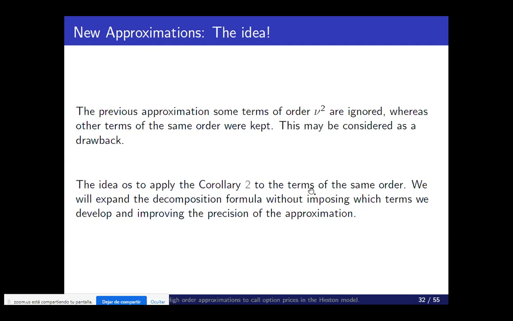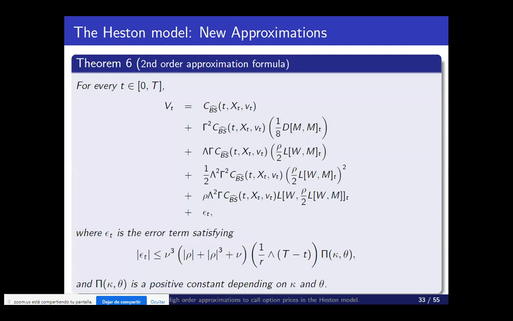The idea is to apply the correlation to the terms of the same order. We will expand the decomposition formula without imposing which terms we develop, improving the precision of the approximation, okay? This is what we're going to do and what we want to see. So basically, doing that, we're going to find a new approximation. This one will have all the terms nu square. We'll have some other terms as well.